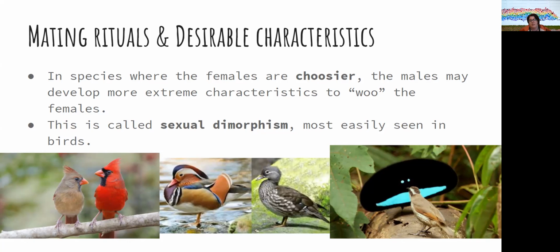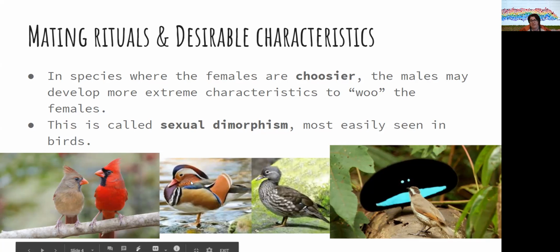And this is considered sexual dimorphism. This means that the males and the females of the species have very distinct characteristics from each other. We can see this really easily in birds, and you can see this even in your backyard if you have cardinals. If you see a really bright red cardinal, that is definitely a male. And if you see one that has the same head structure and that orange beak but is more brown, that's the female. You can see this in these beautifully colored ducks here.